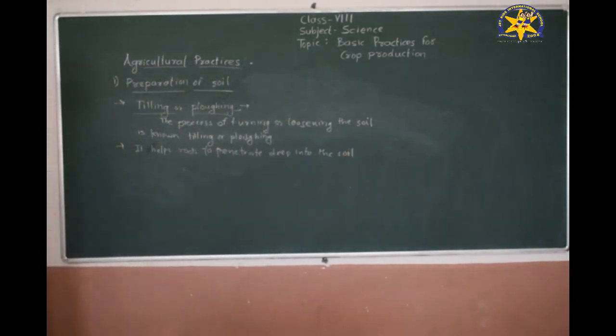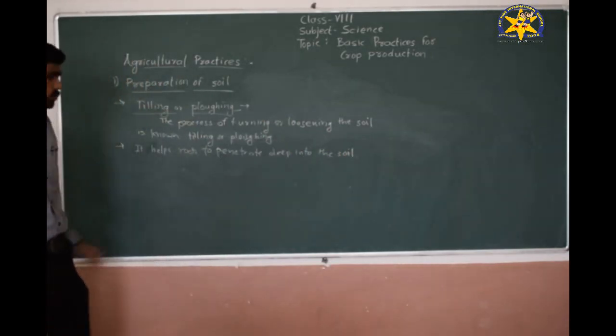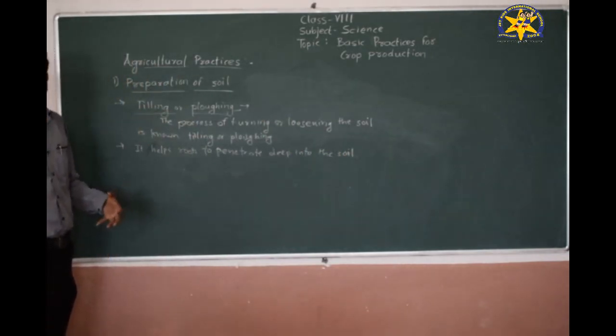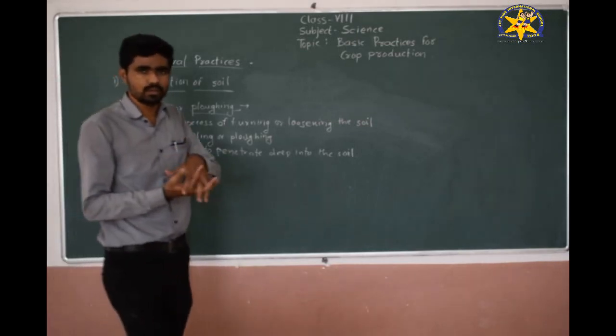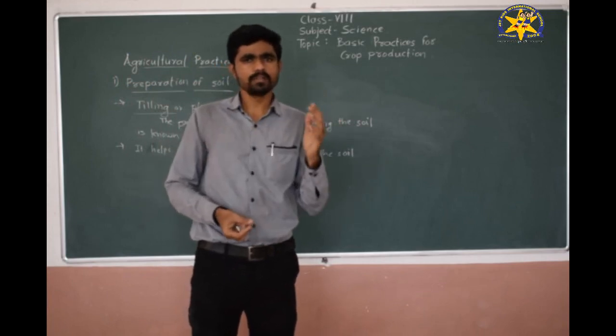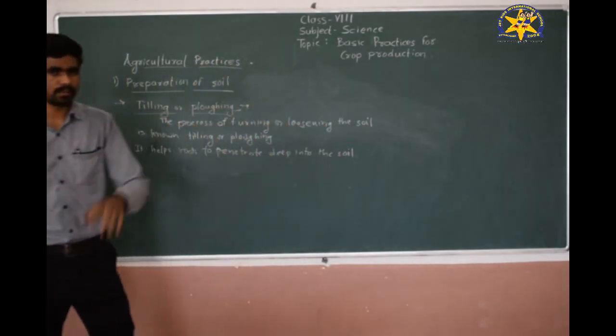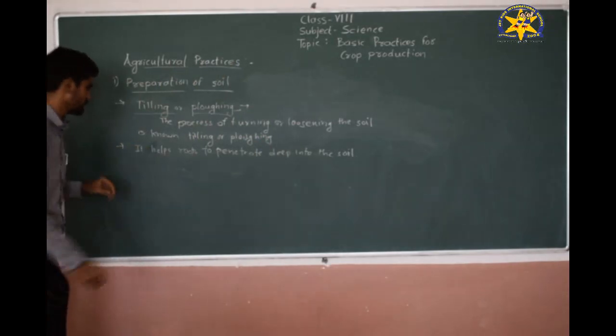It helps roots to penetrate deep into the soil. So roots can now penetrate deeply. That will provide an anchorage. That will anchor the plant inside the soil. So when wind comes, if the plant is properly anchored, then the plant will not get uprooted, if a wind storm comes. So this is an advantage.